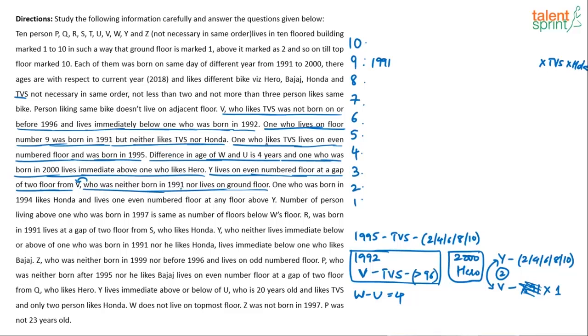V likes TVS. V who likes TVS was not born on or before 96. So it's redundant information. But what is useful here is V does not live on first floor. V does not live on first floor.